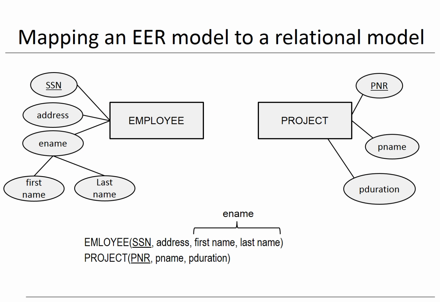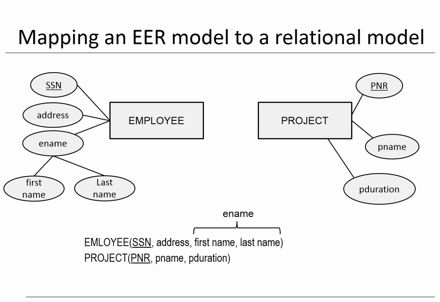You can see this illustrated here. We have two entity types, employee and project. We create relations for both. The employee entity type has three attribute types: Social Security number, which is the key attribute type; address, which is considered as an atomic attribute type; and e-name, which is a composite attribute type consisting out of first name and last name.